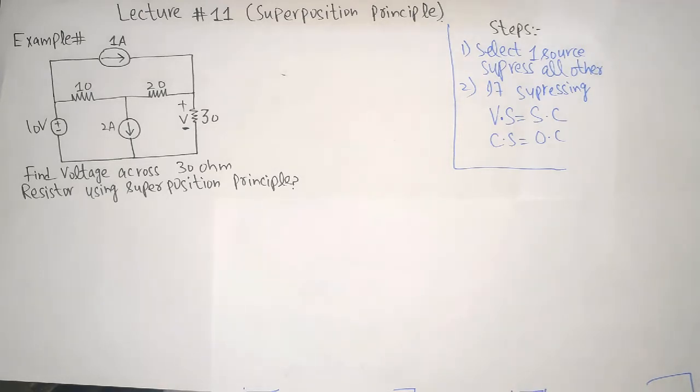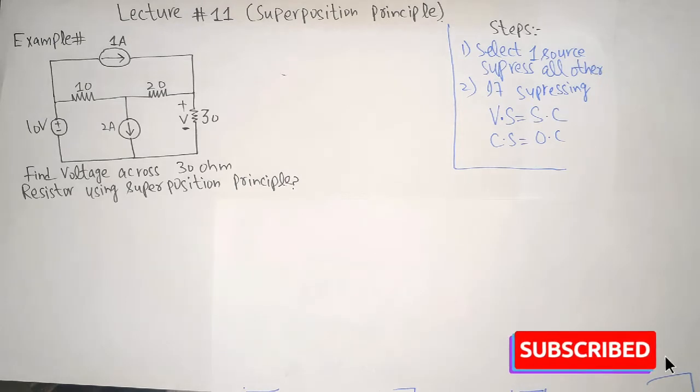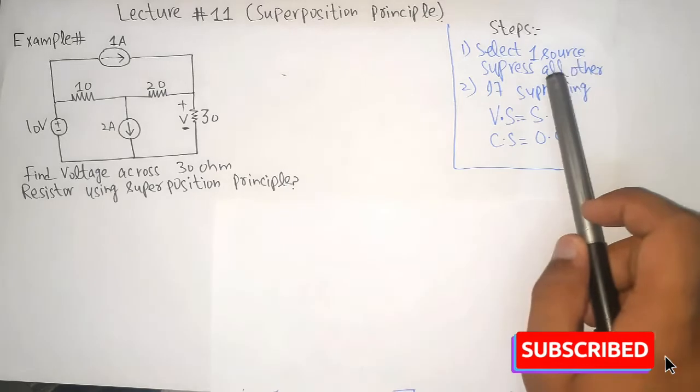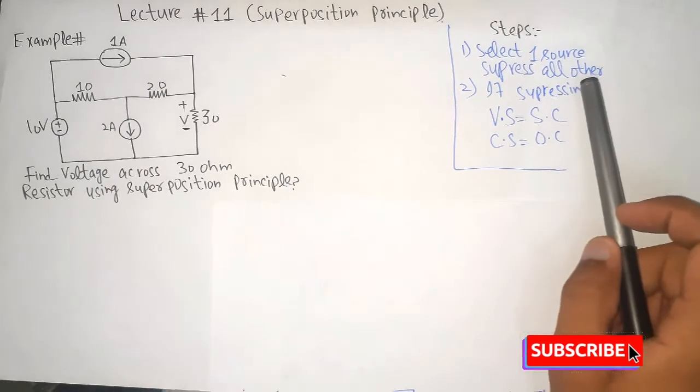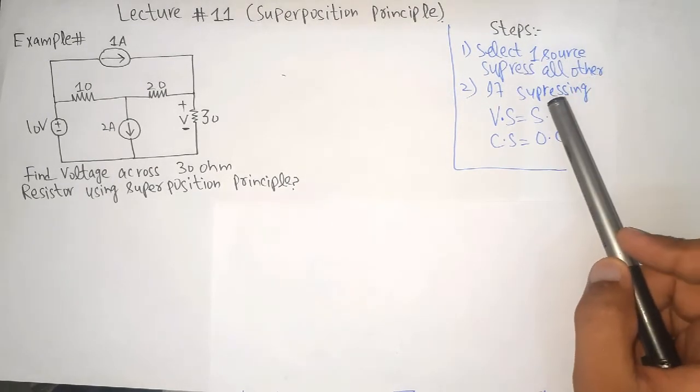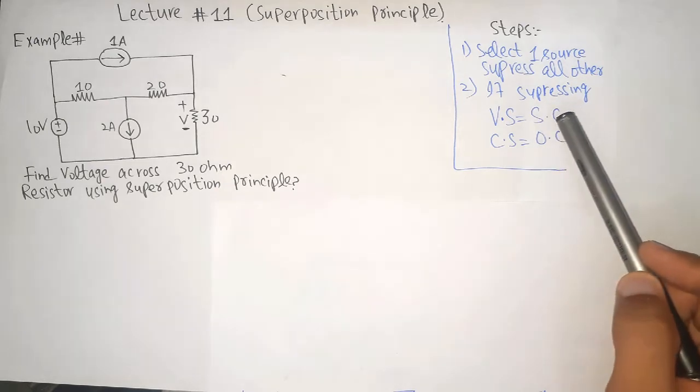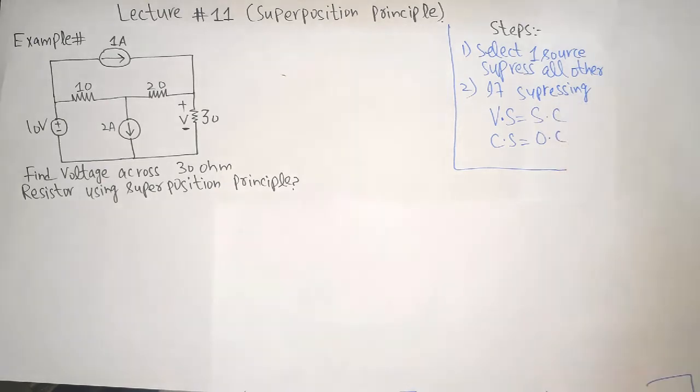So students, in this example we need to find voltage across 30 ohm resistor using superposition theorem. There are two steps to follow. First step is to select one source and suppress all other sources. And second step is we need to suppress the sources. Remember my words, we only suppress independent voltage and current sources, we don't suppress dependent voltage and current sources.